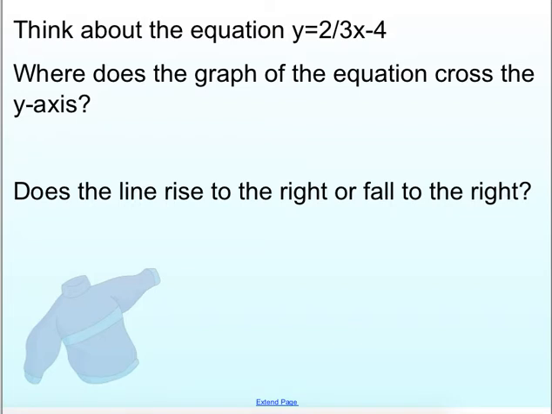And for this one, where does the graph cross the y-axis? Well, we have 2/3 x minus 4. That minus 4 is our y-intercept. And does the line rise to the right or fall to the left? This is talking about, is it positive or negative? It's positive slope because we have a positive slope of 2/3.